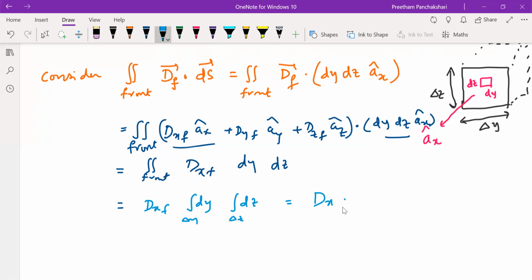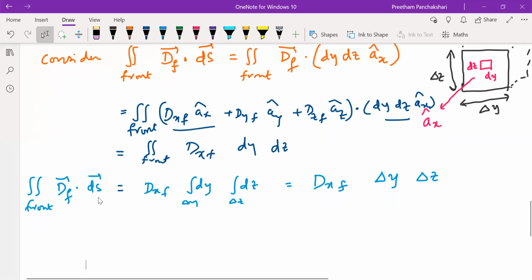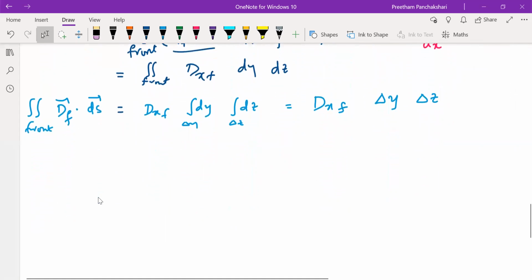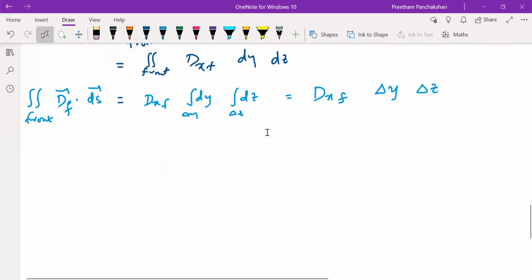Then finally, we will have the dy integration as y, and applying the limit, the total length of the side will be obtained, and the same becomes for dz. So the total integration is the total length on each side. This gives us the integration of D over the front face dot ds. Now the question is, what is Dxf? What could this Dxf be? How to find this? For that, we shall proceed in this way.